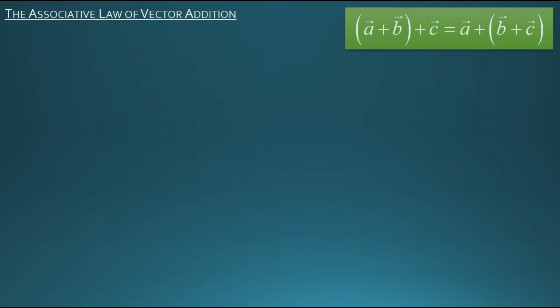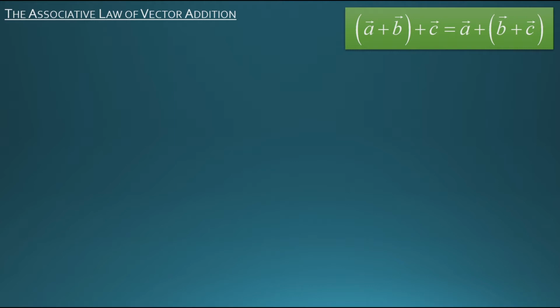In this video, we are going to do a visual explanation of the associative law of vector addition. That is, we're going to show why it is when you add three vectors, a, b, and c, it makes no difference if you first add a and b and then add c, or if you add b and c first and add that result to a.